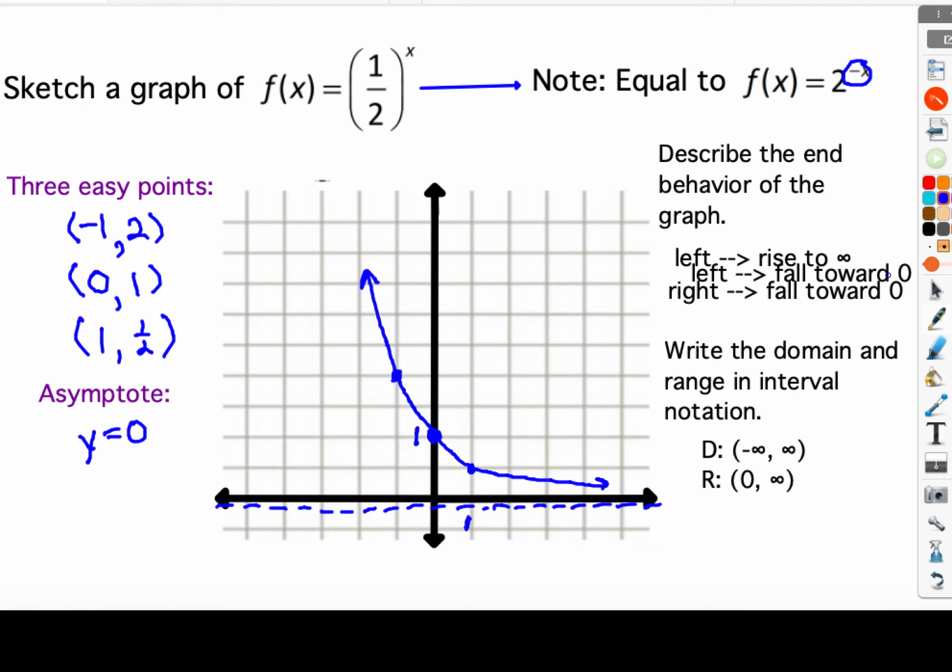And describe the end behavior. Again, the basic idea. Oh, we got a little extra end behavior going on there. Basic idea. To the left, we're rising this time, and to the right, we're falling towards 0. Right? We're going to level off at 0.